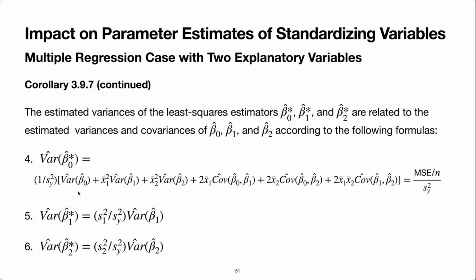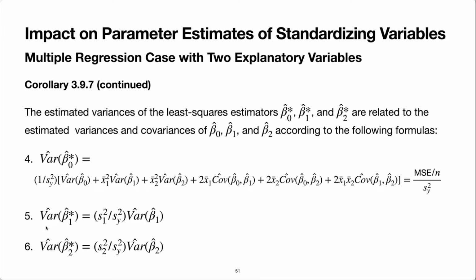It turns out that if we simplify this, we get a very simple formula: the MSE for the original model, so the MSE based on the untransformed data, divided by n, and then divide that whole thing by the sample variance of the untransformed y values. And that would give us the estimated variance of beta 0 star hat.